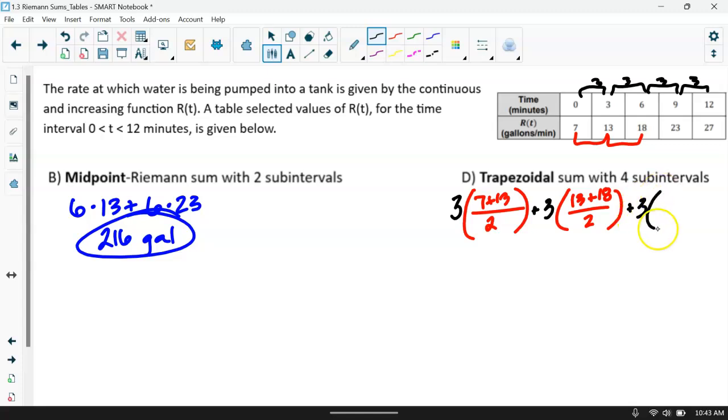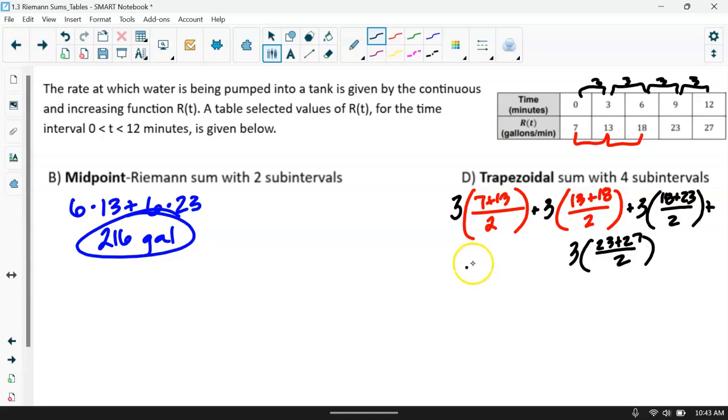Plus 3 times 18 plus 23, divided by 2. Oh, running out of space, sorry. Plus 3 times 23 plus 27, divided by 2, we're finding the average. So in this case, you end up with, and however you want to simplify and put this in the calculator, practice. So if you need to, pause the video before I give the answer.